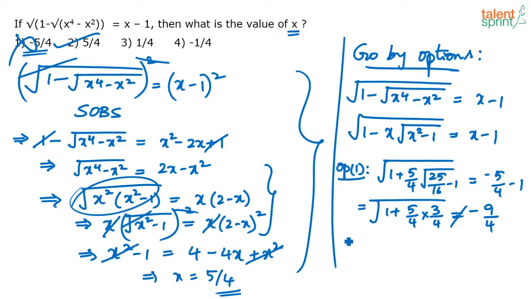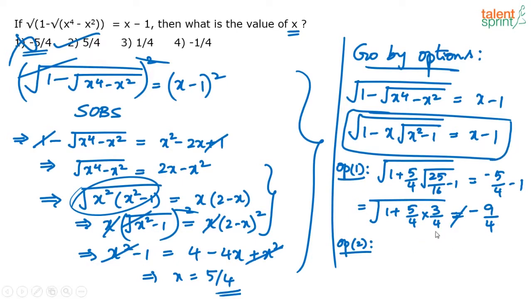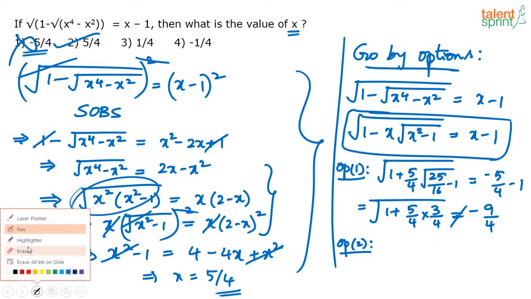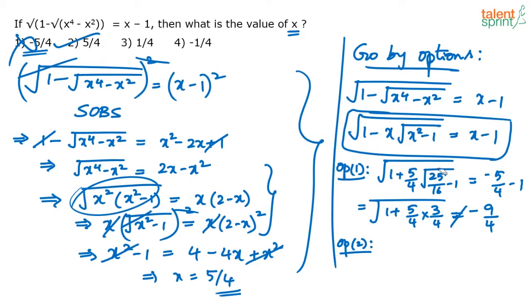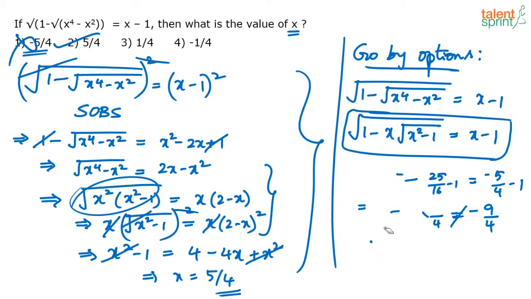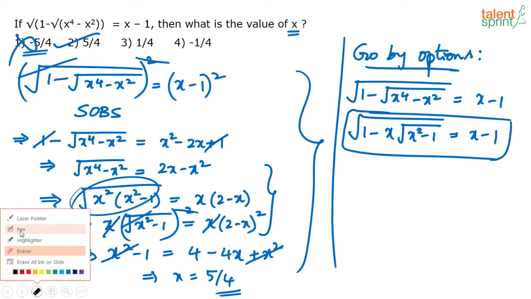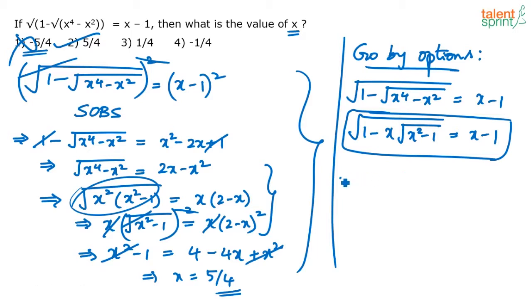So let's substitute option 2 as well, see what happens. Option 2 is what? Plus 5 by 4. I'm substituting option 2 in this equation. I think I'll do one thing. I'll clear this. I don't have enough space. I'll clear option 1 calculation. Space is always a constraint here on the screen. Substitute back option 2 now.